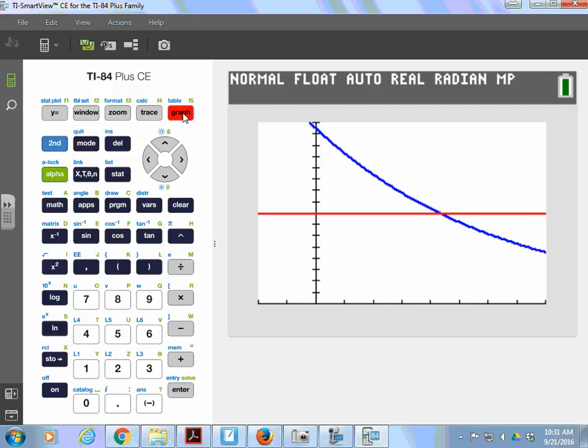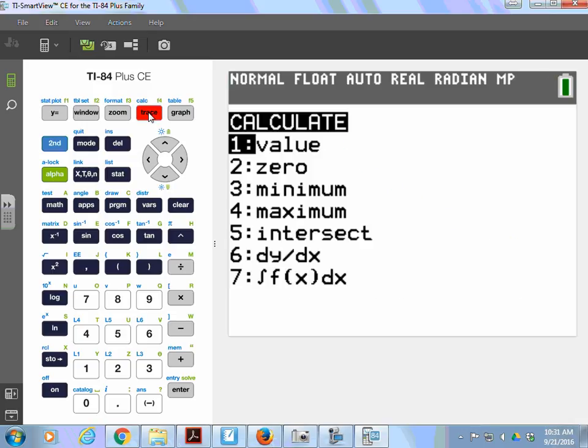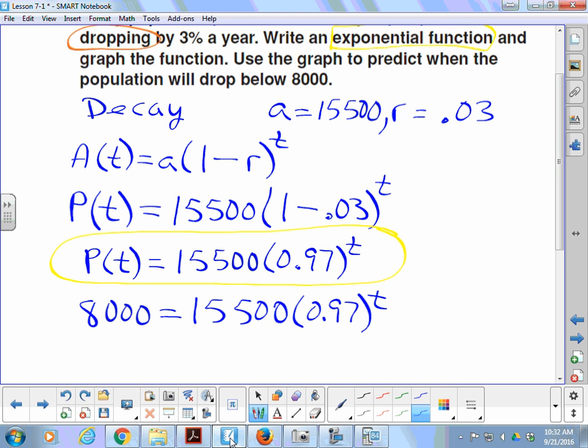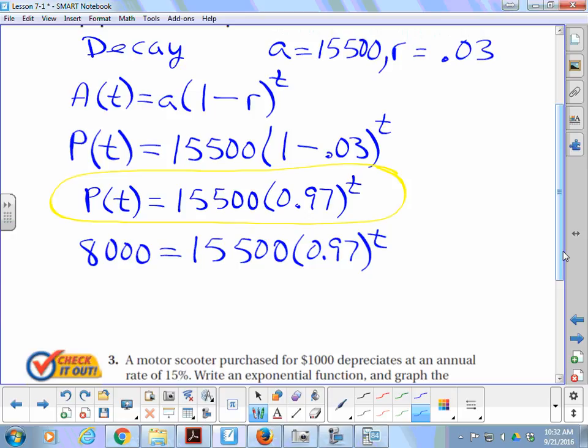So where do I go to find that point? Second trace, and intersection, number 5. And then we just hit enter 3 times for the first, for y1, y2, and my guess. So we get 21.71. So t is approximately 21.71. And do we have years again? Okay.